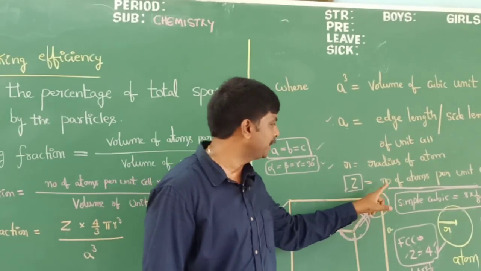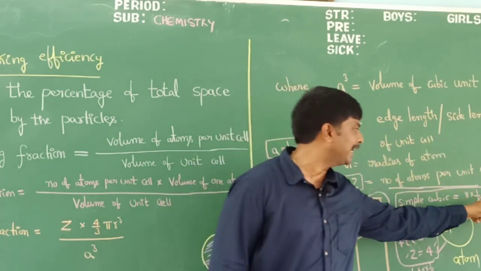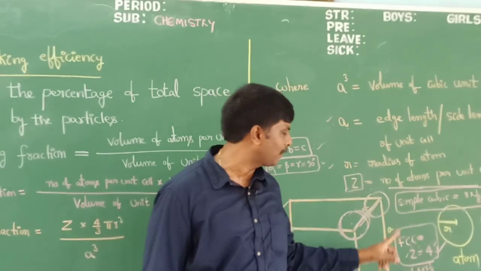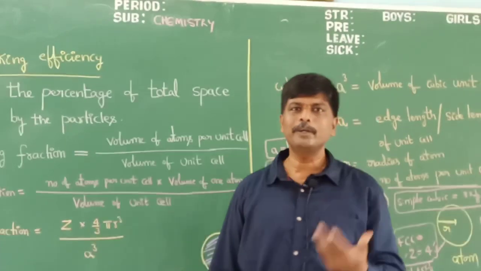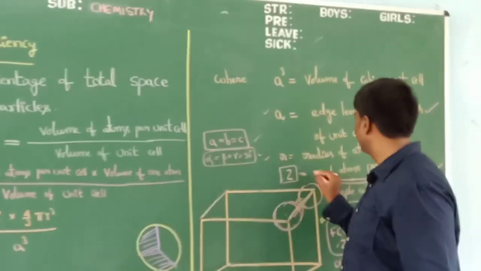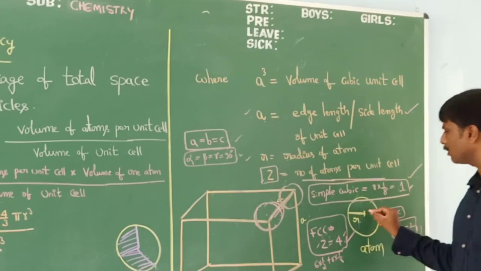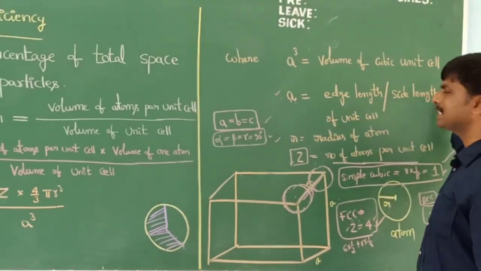For a simple cubic system unit cell, the total number of atoms you can take as 1. For face-centered cubic, the total number of atoms is 4. For body-centered cubic, Z is equal to 2. Now you understood what is Z, the number of atoms per unit cell. What is r? Radius of the atom is r. What is a? Edge length or side length.